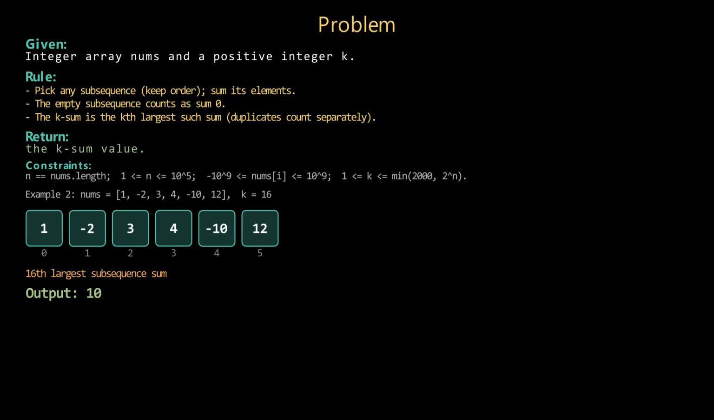Example 2, 6 numbers, k equals 16. We keep taking the next largest subsequence sum until we reach the 16th. That sum is 10.